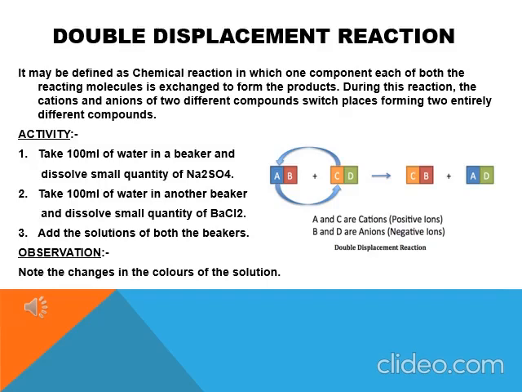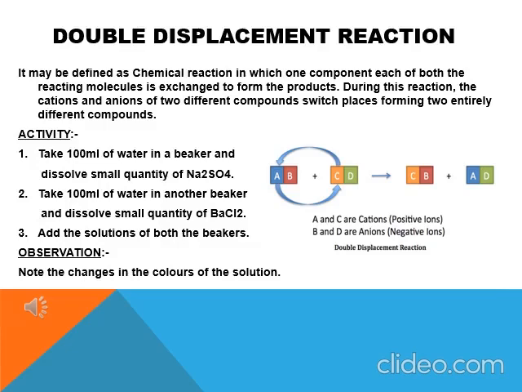So for this we can again do an activity. It is a reaction between sodium sulphate and barium chloride. Sodium sulphate is one compound having sodium cations and sulphate anions, and barium chloride is another compound having barium cations and chloride anions. So both the cations and anions will change their positions.